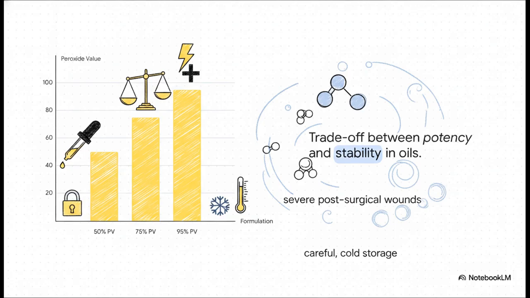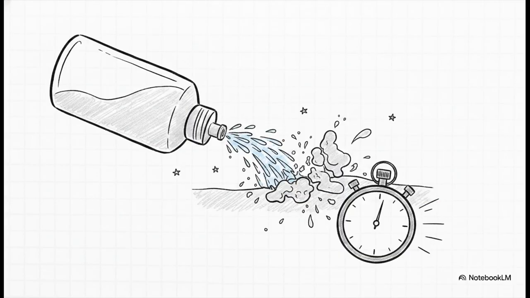Now, a 95% PV offers maximum antimicrobial potency, which is absolutely perfect for severe post-surgical wounds or burns, but the catch is, it requires incredibly careful cold storage to maintain its stability over time. Alternatively, clinics don't just use oils. For immediate wound irrigation and local disinfection in really fast-paced clinical workflows, freshly prepared ozonated water is heavily utilized. It works incredibly fast on contact, rapidly breaking down bacterial biofilms.